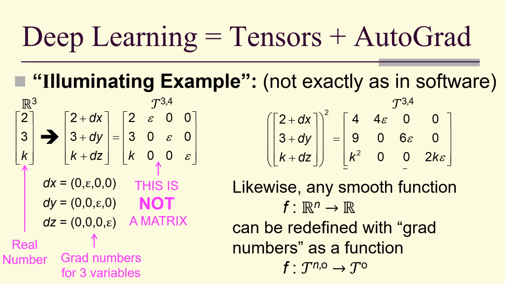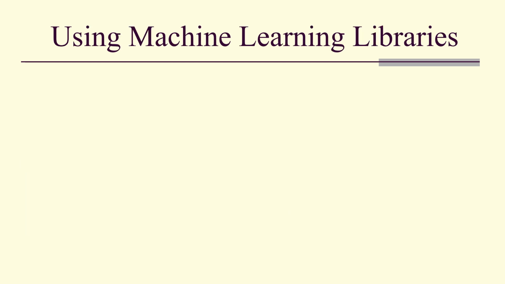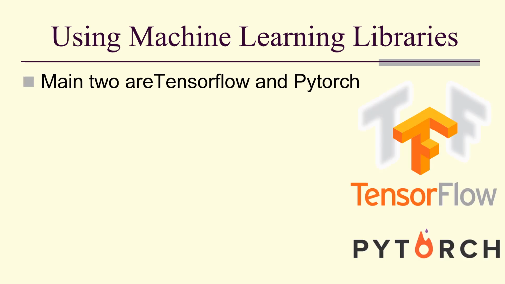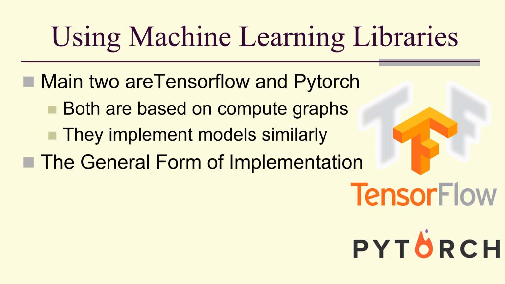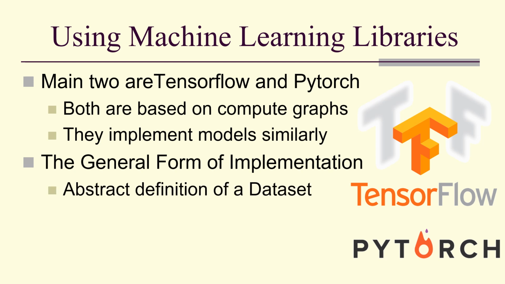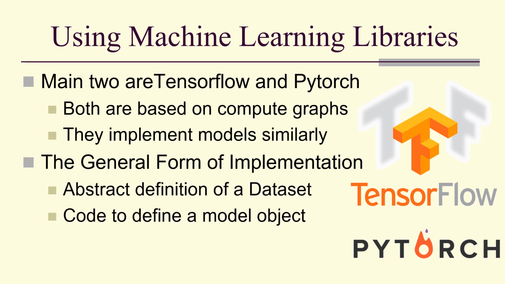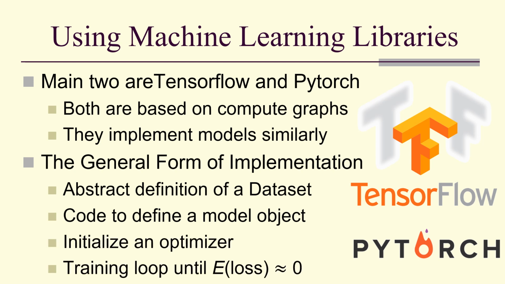Similarly, any smooth function from Rn to R can be redefined in terms of grad numbers as a function on tensor spaces. Order O meaning the order of the grad numbers. So all of this is implemented using machine learning libraries. The main two are TensorFlow and PyTorch. Both are based on compute graphs. They implement models similarly. The general forms of implementation: abstract definition of what we mean by a data set, code to define a model object, and we initialize an optimizer and a training loop until the expected loss is approximately 0.